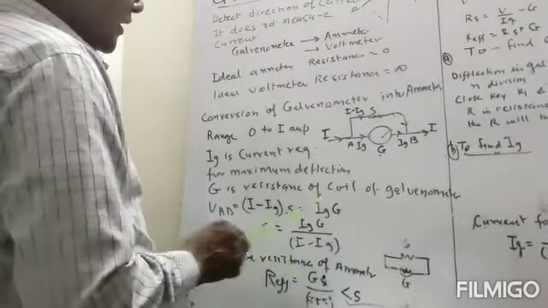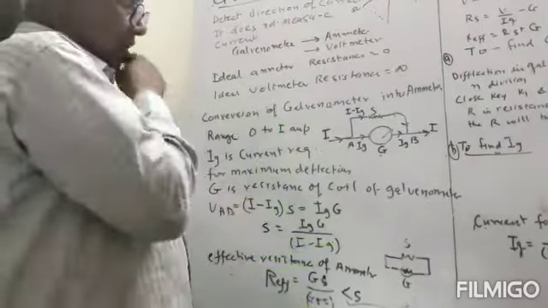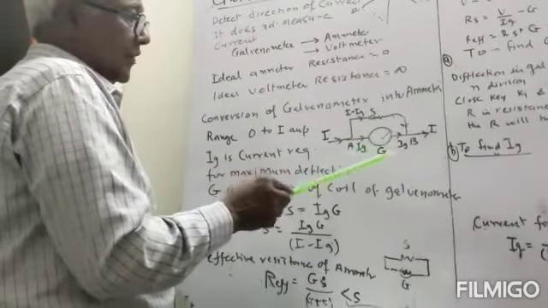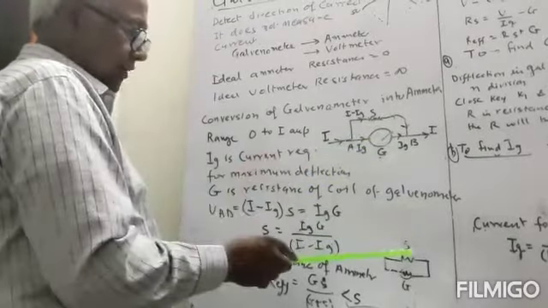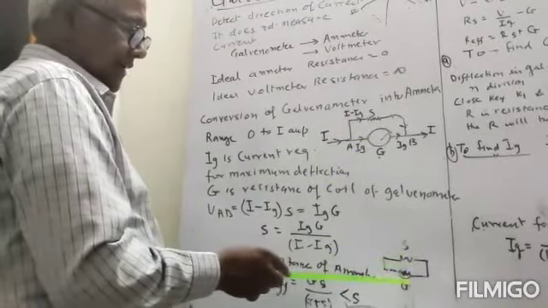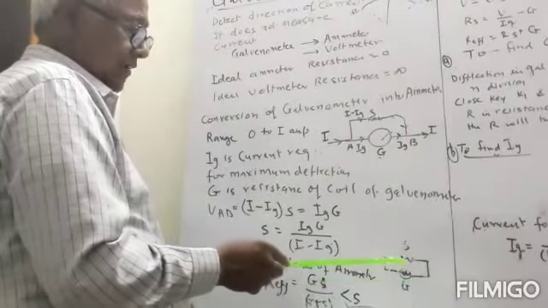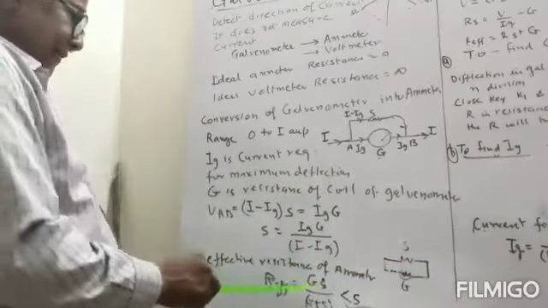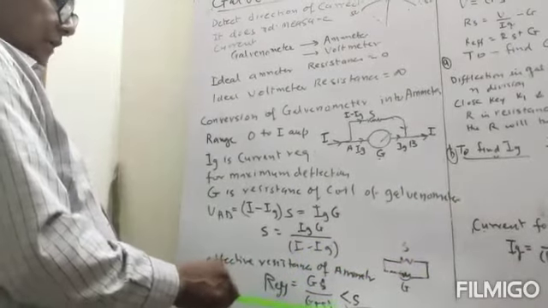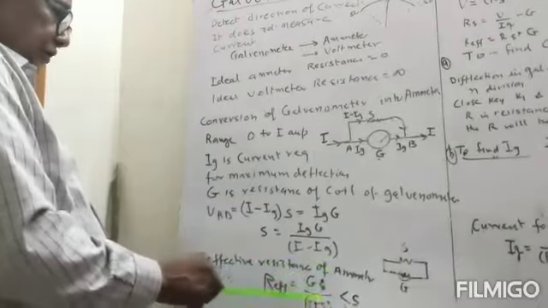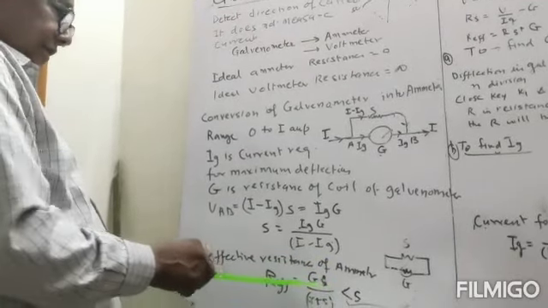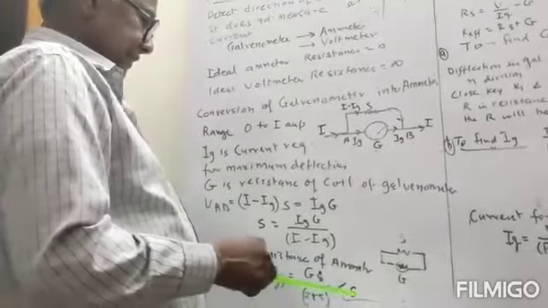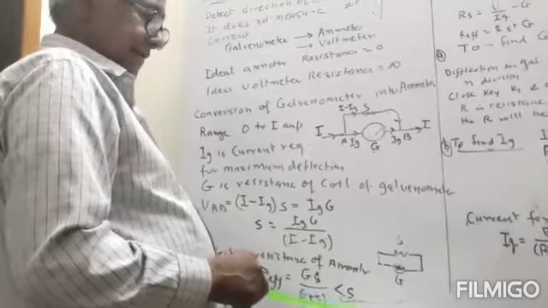Now what will be the effective resistance of the galvanometer? Now the ammeter is a parallel combination of the resistance of the galvanometer and the shunt resistance. So it is a parallel combination of S and G. The effective resistance will be equal to S into G divided by S plus G. Since G is much higher than S, the value of effective resistance is less than S.